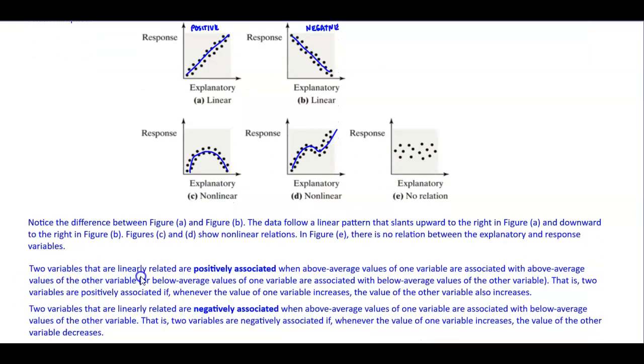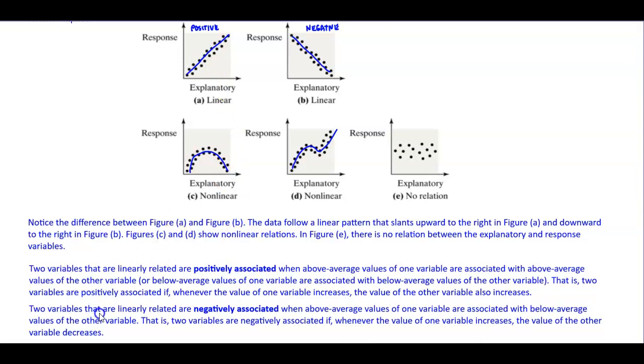Now, two variables that are linearly related are positively associated when above average values of one variable are associated with above average values of the other variable, or below average values of one variable are associated with below average values of the other variable. That is, two variables are positively associated if whenever the value of one variable increases, the value of the other variable also increases. So for part A, that graph represents a positively associated situation.